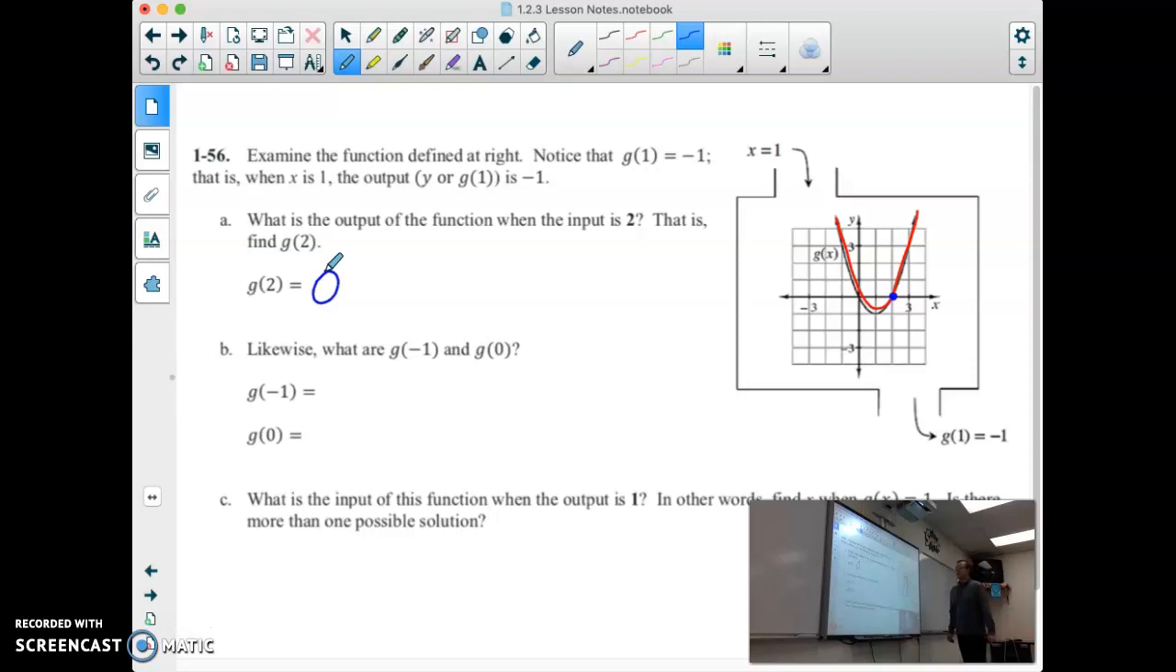So if we do the same thing for -1 and 0, that's basically saying what is our y value when our input is -1. So if we go to our graph, we go -1, we have this point right there, which is going to be up 3. So when x is -1, our y value is going to be 3. So that ordered pair would be like this.